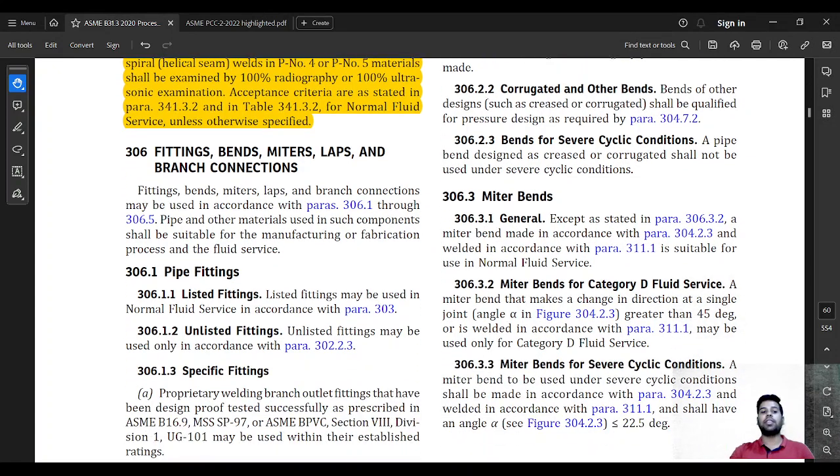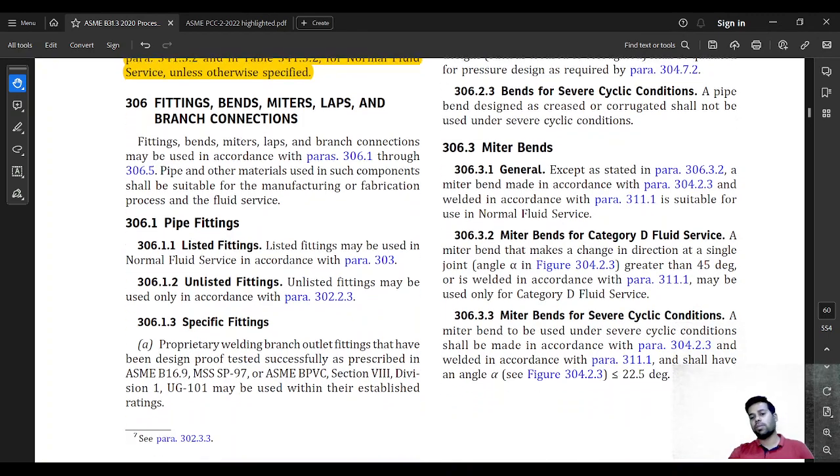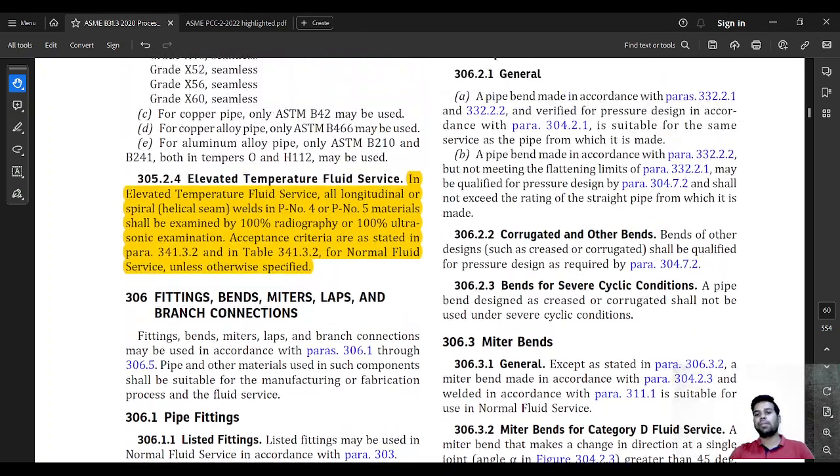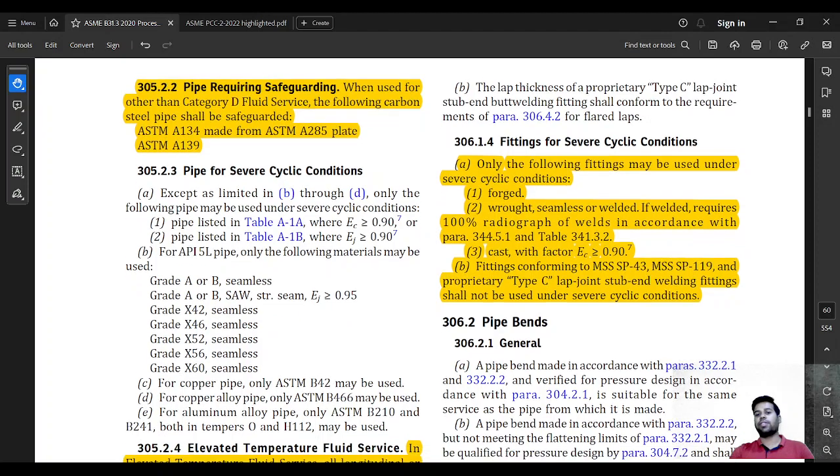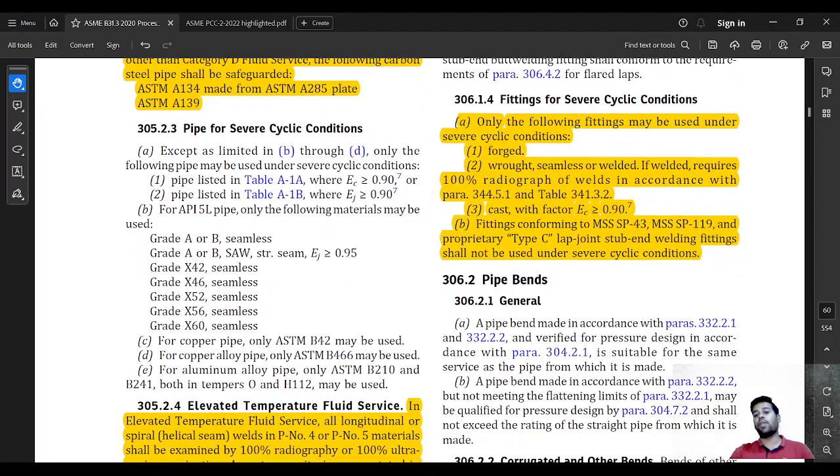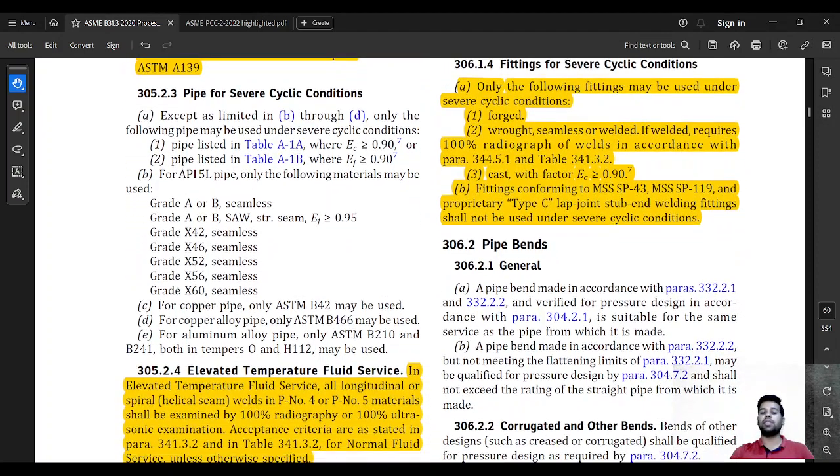Fittings, bends, miters, laps, branch connections, how to make them. Fittings for severe cyclical services: only the following fittings may be used under severe cyclical services: forged, wrought, seamless or welded. If welded, requires 100% radiograph of welds in accordance with paragraph 344.5.1. Cast with a factor of casting quality greater than or equal to 90, and fittings conforming to MSS SP-43 and MSS SP-119.